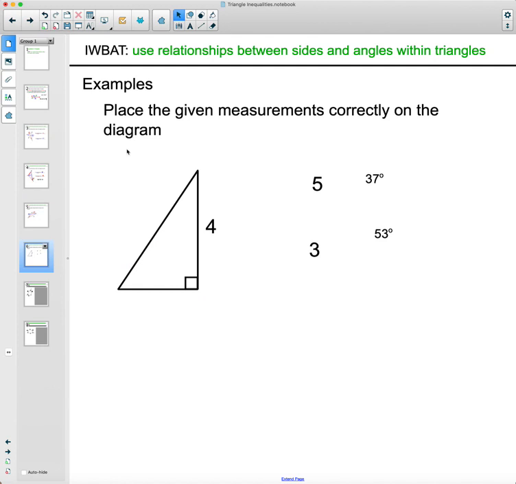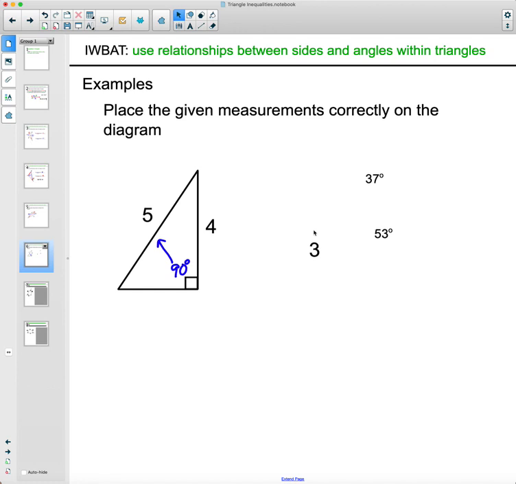All right, another one to place the given measures here. So now we have a combo of side lengths and angle measures. So we see this 90-degree angle here. Remember that that's 90 degrees. That automatically has to be the biggest angle, which we can see: 37 and 53, none of them are bigger than 90, and they never can be. So across from this 90-degree angle is going to be the biggest of the sides. So this 5 will go there.